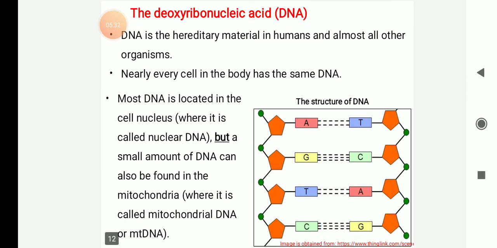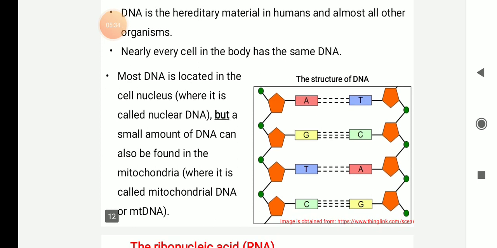Next is the DNA. DNA is the hereditary material in humans and almost all other organisms. Nearly every cell in the body has the same DNA. Most DNA is located in the nucleus, where it is called nuclear DNA, but a small amount of DNA can be found in the mitochondria also.